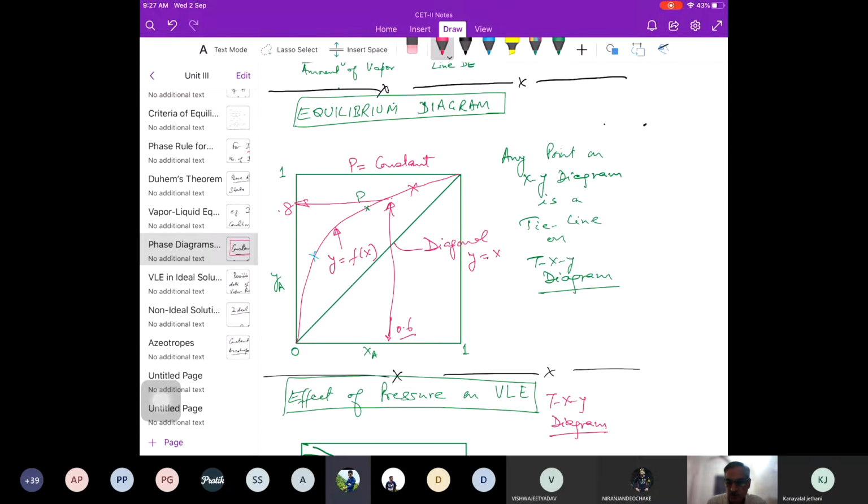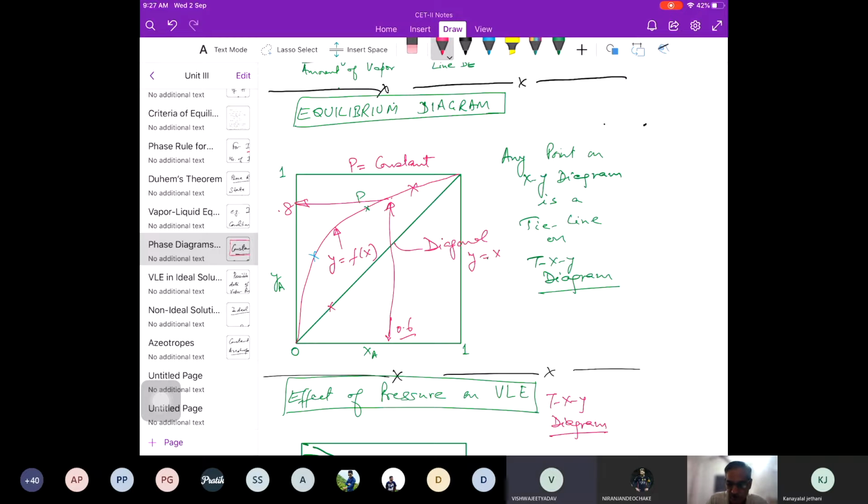Sir, diagonal. Diagonal is x equal to y. Diagonal is just to show कि it is same thing, vapor equal to liquid composition, which possible नहीं होता है. It's just drawn to show कि vapor is having more light component than the liquid phase. Diagonal is x equal to y, right? If I take any point on the diagonal, it says x equal to y. It's just shown for reference.